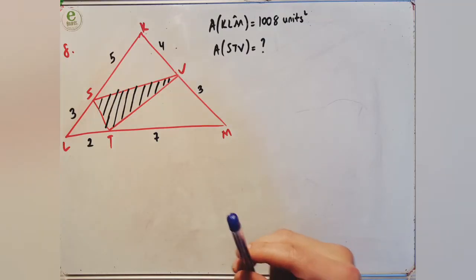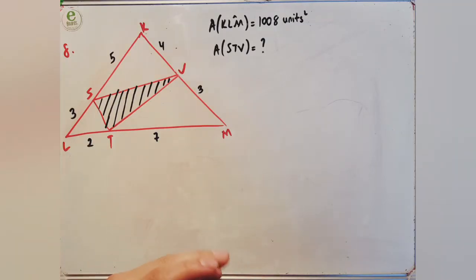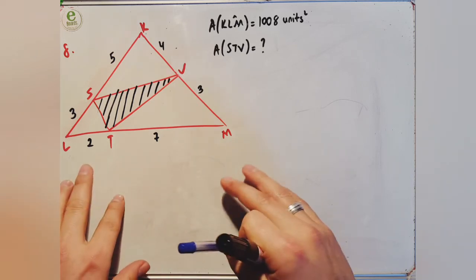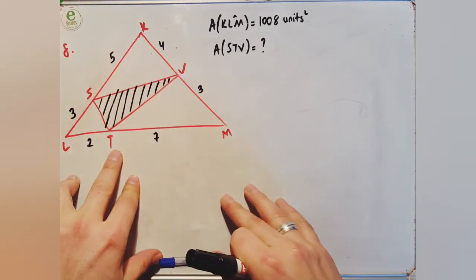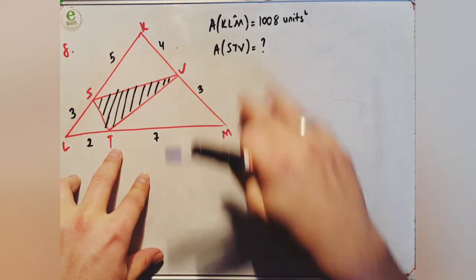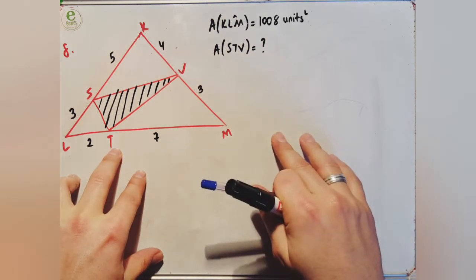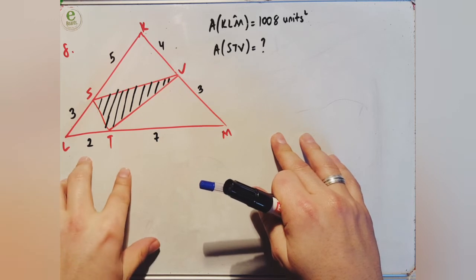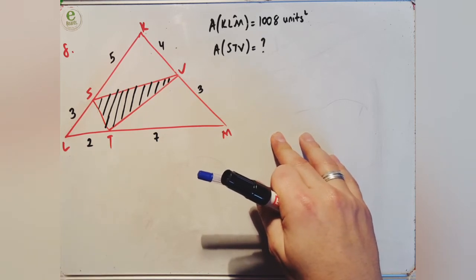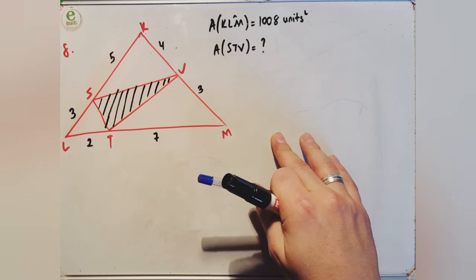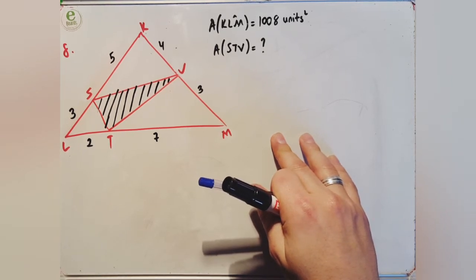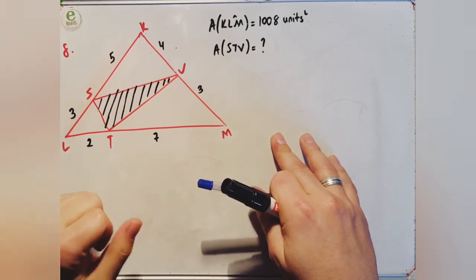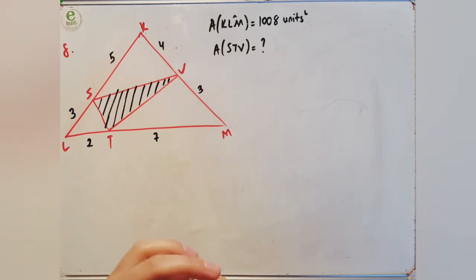Okay, we are confronted with a different type of question on question 8. Triangle KLM and triangle STV are given, and the area of the big triangle is 1008 square units, and we have to find the area of STV. If you watch my triangle lecture section, you will know that there's a formula to find the ratio of the small triangle to the big triangle. If you can't remember, I want you to watch it again. So let's start.